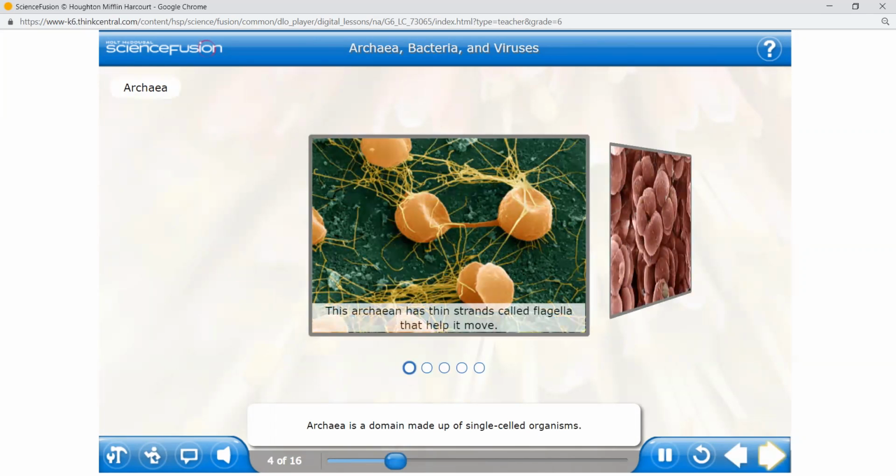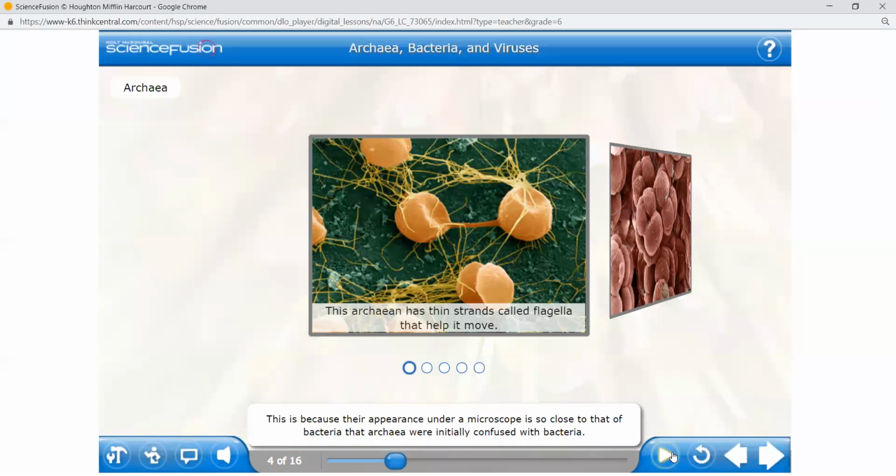Archaea is a domain made up of single-celled organisms. These organisms were only recently discovered in a sense. This is because their appearance under a microscope is so close to that of bacteria. And you remember I told you because of archaea, some of the ponds and rivers have changed their color. Some of the algae, for example, are in the group of archaea. When you go to beaches, you see a green color beach, but that's not exactly green. That's just because of the color of the algae, it gave color to the beach.